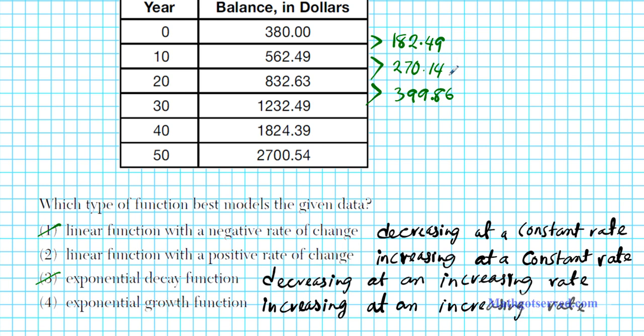Is it linear or exponential? The answer is exponential. Notice, increasing at an increasing rate. So the answer is option number 4. If all these numbers were the same, then guess what? Our answer would be option 2, because option 2 is increasing at a constant rate. So option 2 is not the answer, because our rate of change is increasing. All right, so that's that.